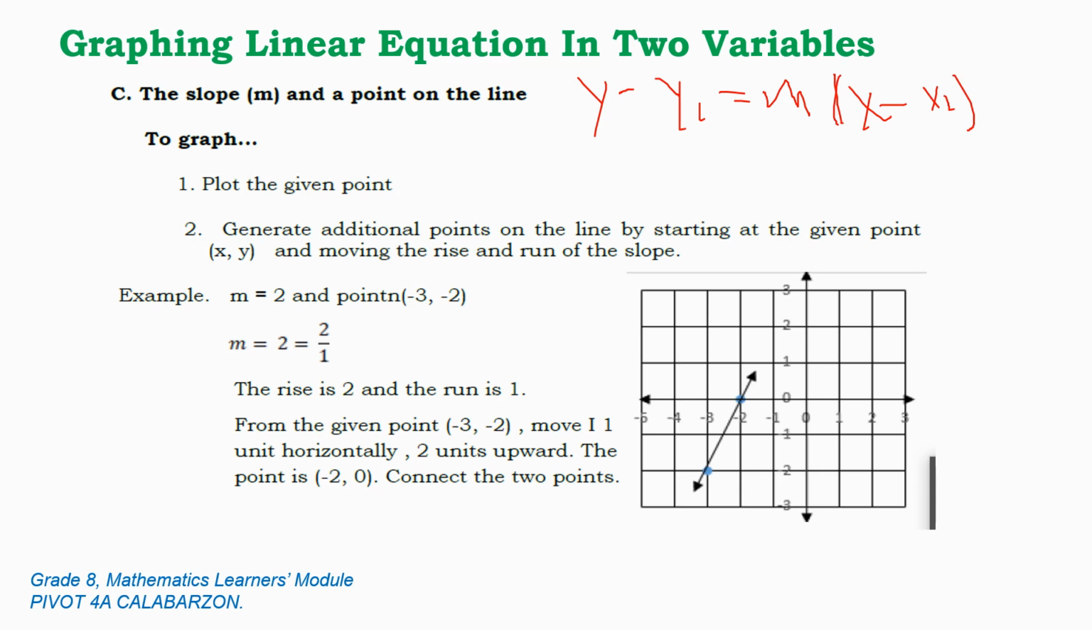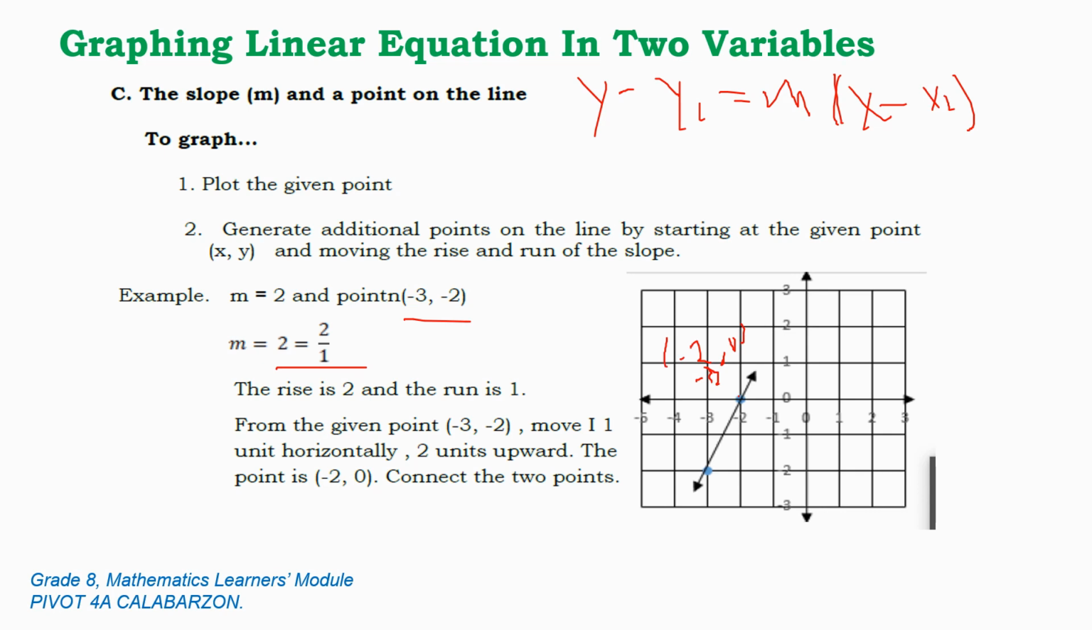By this example or this given, you can locate the other point. So, we have only one point given. So, by using the rise and run, which is the slope, we can now directly locate the other point. So, from that, we have 1 unit run and then 2 units rise. So, that is negative 2 and 0. Negative 2 and 0. Okay, other point. So, tama naman yan.